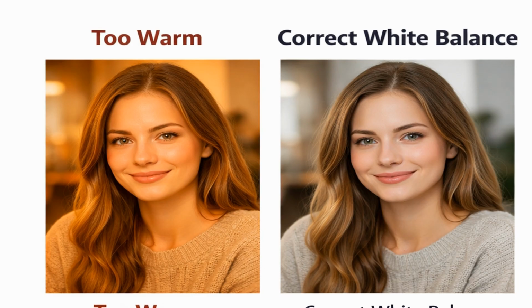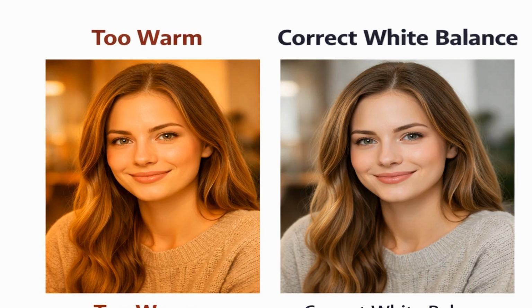Start by trying these presets to see which one looks most natural. If none of them are perfect, you can fine-tune using the temperature and tint sliders. Temperature controls the warmth. Moving it left makes the image cooler and bluer. Moving it right makes it warmer and more orange. Tint controls green and magenta shifts.